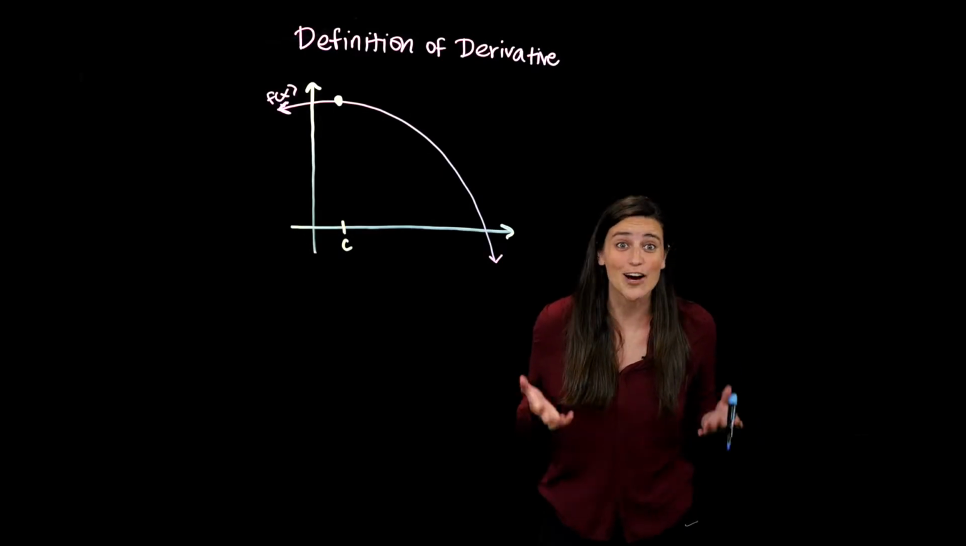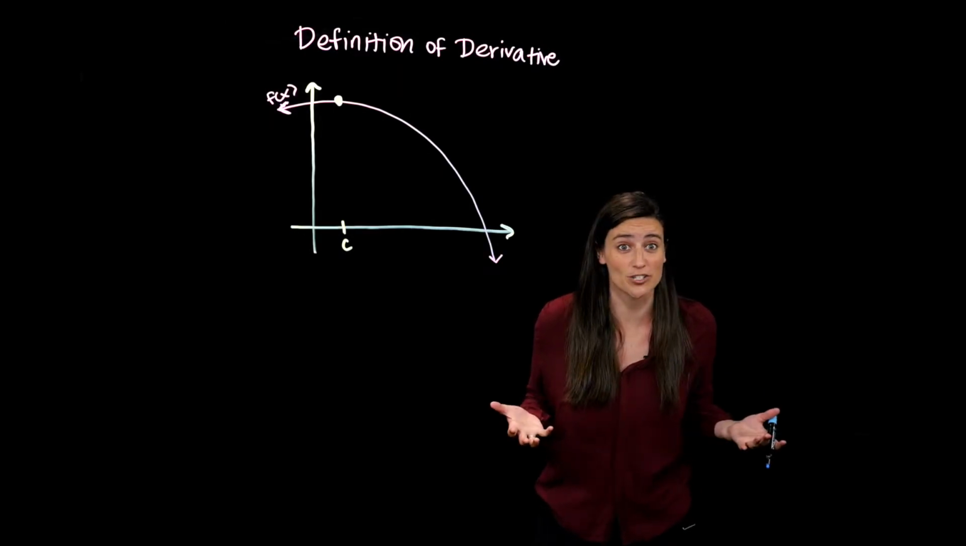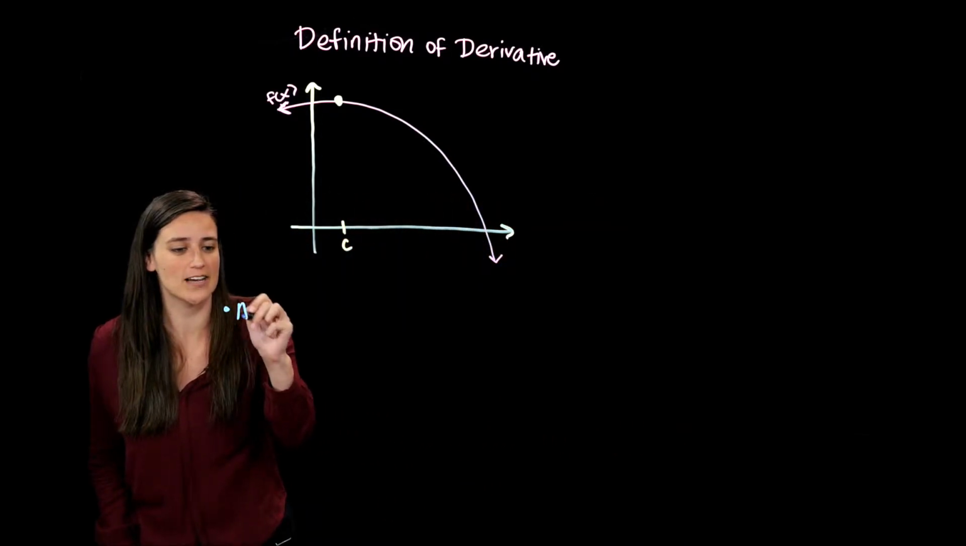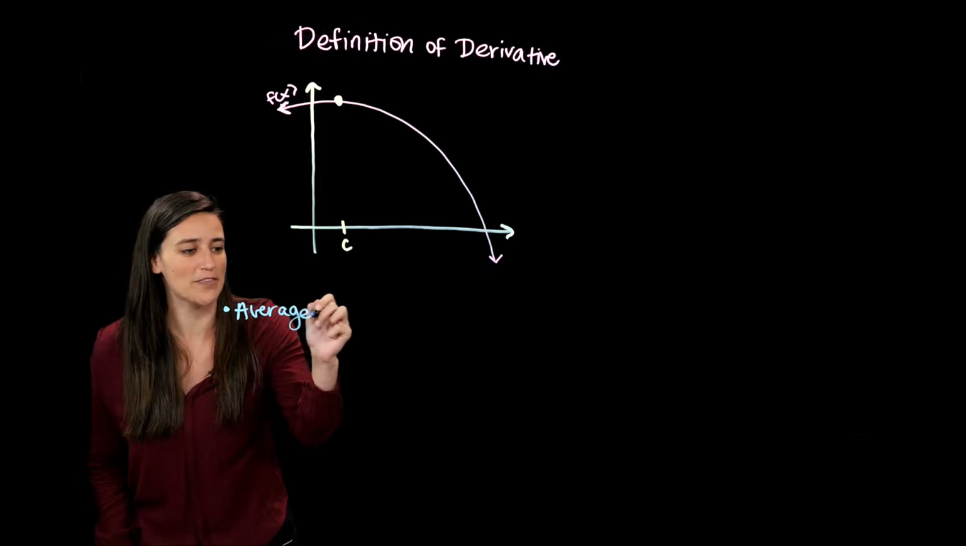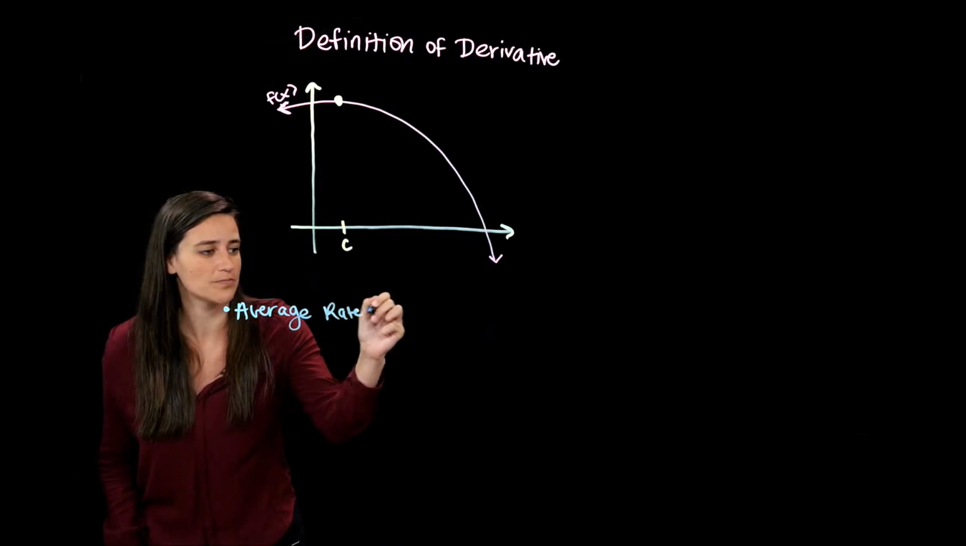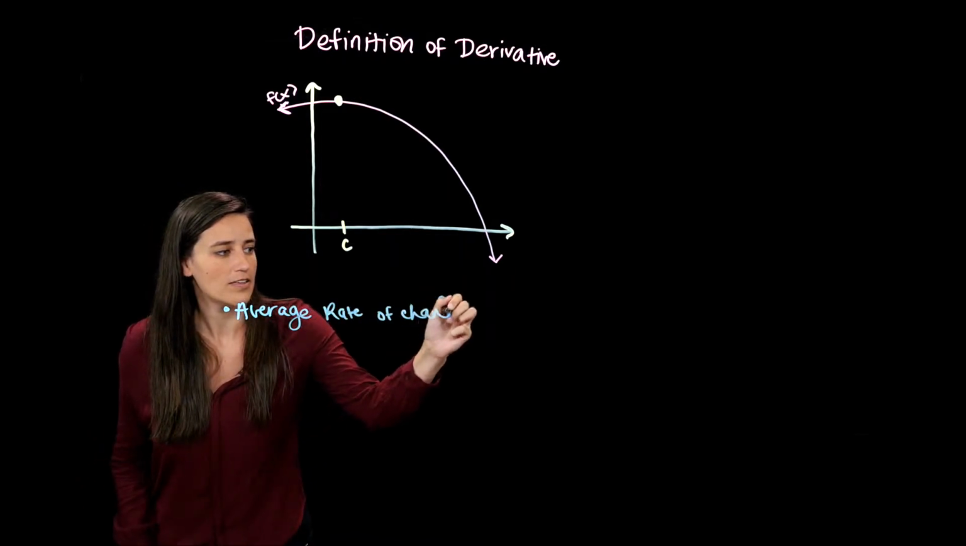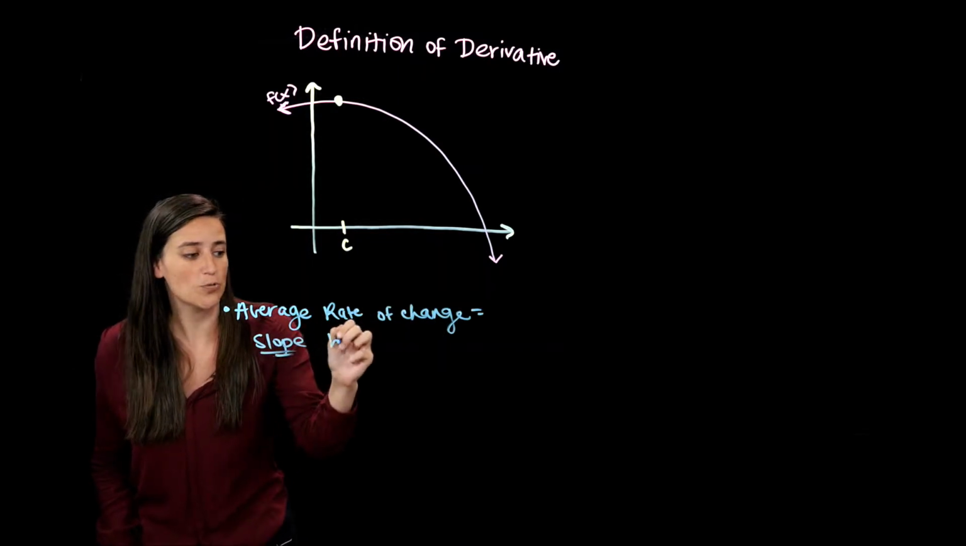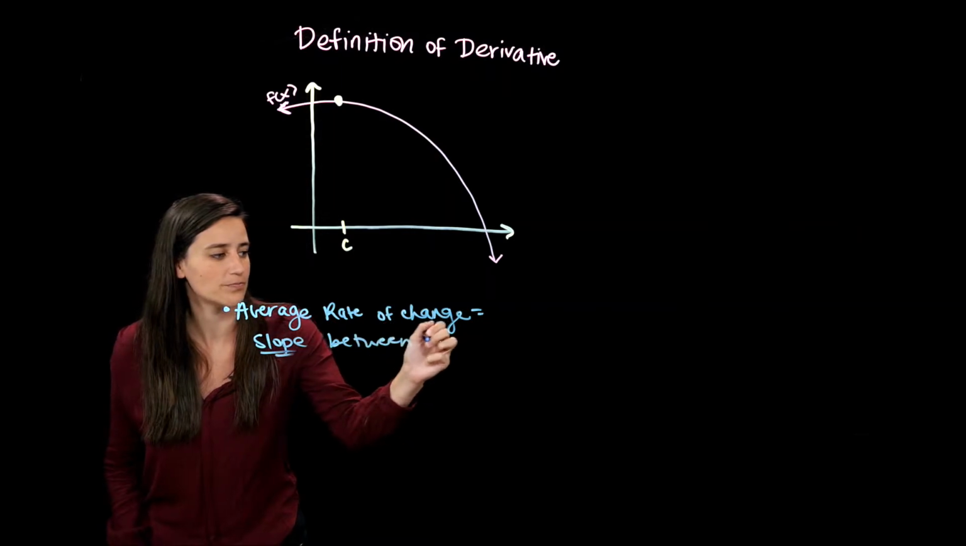Calculus is the study of rates of change of continuous functions. And there are two types of rates of change which we can discuss. First, we can talk about the average rate of change. The average rate of change is the slope between 2 points on a graph.